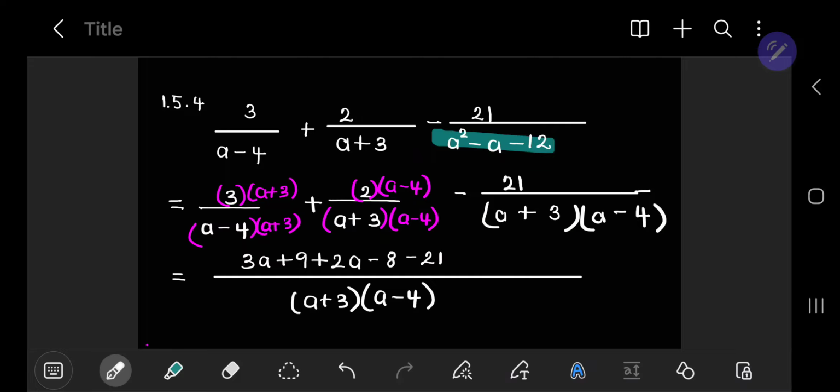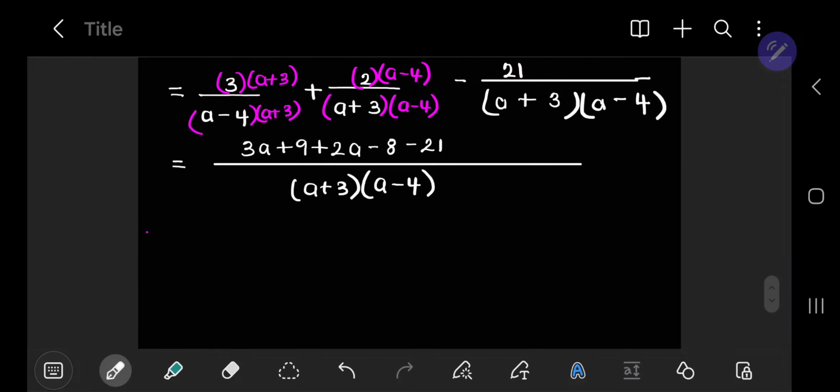So notice how we've managed to get all the denominators to be the same. Once they are the same, we write it as one fraction. So all our numerators over the same denominator. Now we need to simplify the numerator.